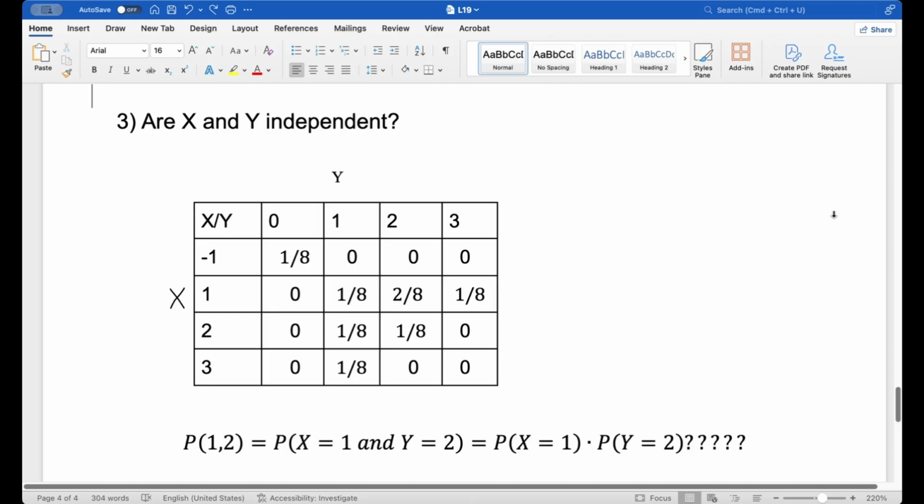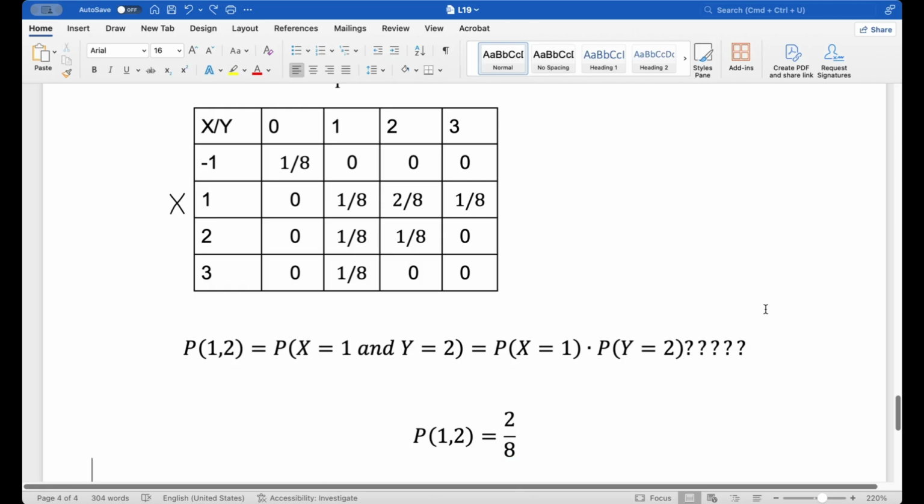For instance, if we look at the probability of (1, 2), which corresponds to x is 1 and y is 2, this entry here is 2/8. If the variables are independent, then the marginal values multiplied together should give us that 2/8. One way to do this is to work with the totals for the row and column.